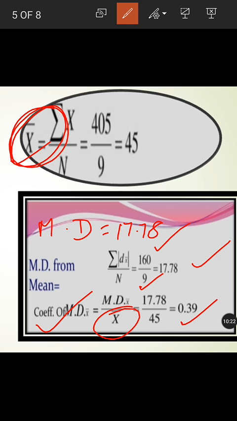I hope you all understood. So in the next class we are going to calculate mean deviation from median.